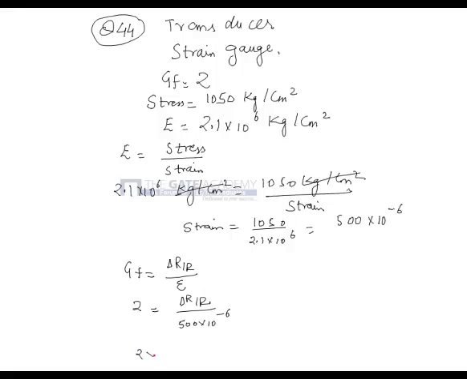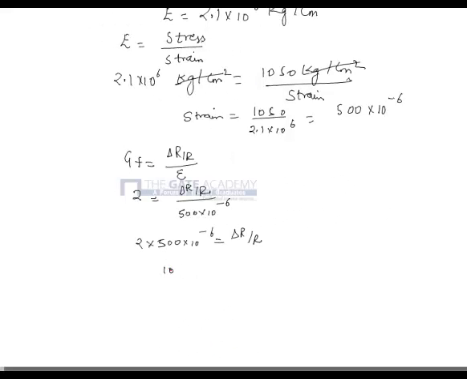So solving this and finding the value of delta R by R, we have 10 raised to the power minus 3. Now if you look at the options given in the question, all of them are given in percentage. So if you want to find out the percentage, we'll multiply the obtained answer by 100. So it will yield the value of 0.1%. So it is the value of change in resistance, and if you look at the options, then option number B is correct.